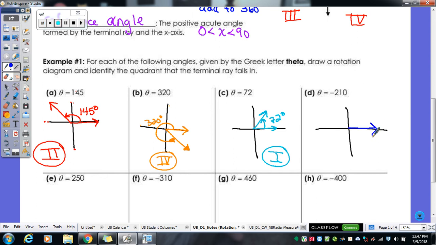So for D, first negative angle, we have negative 210. It works just like the other ones, except you're going to go backwards. So this would go negative 90, negative 180, negative 270. So negative 210 would fall in between the negative 180 and the negative 270. This time our little arrow is going to go down and around instead of up and over. And our terminal ray is in quadrant 2.